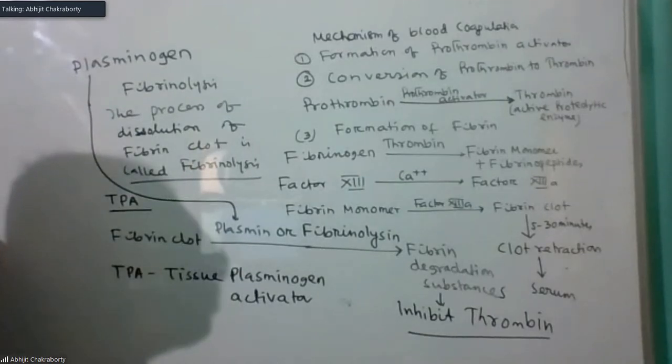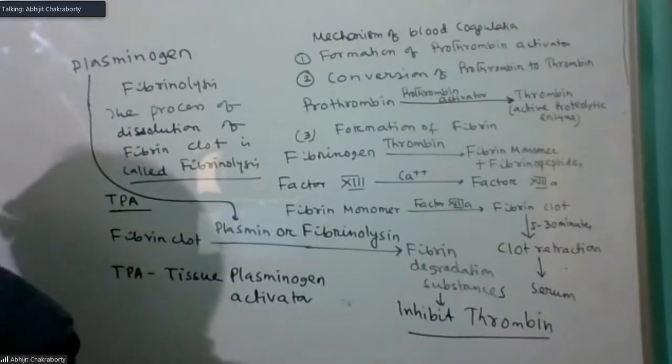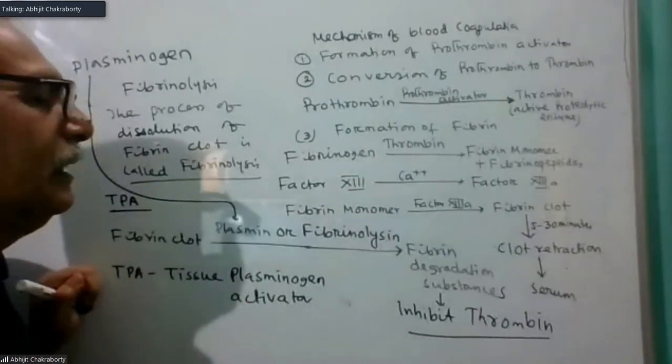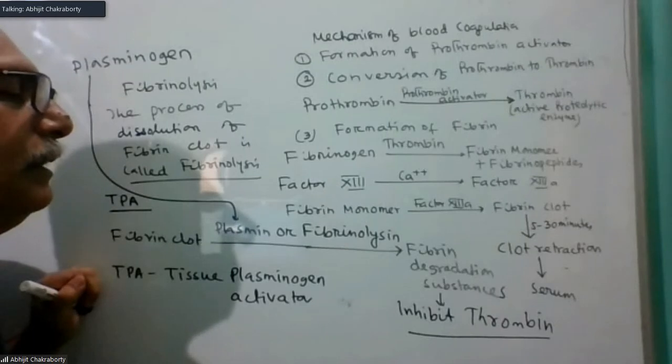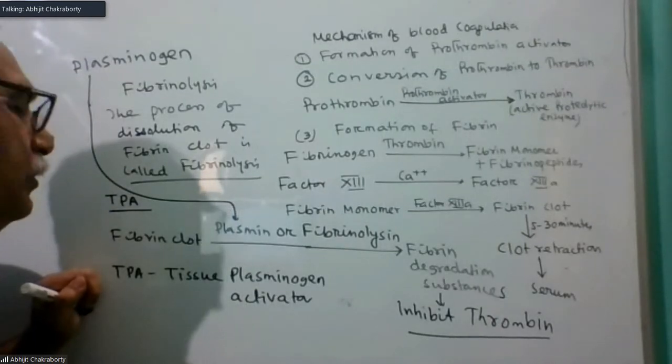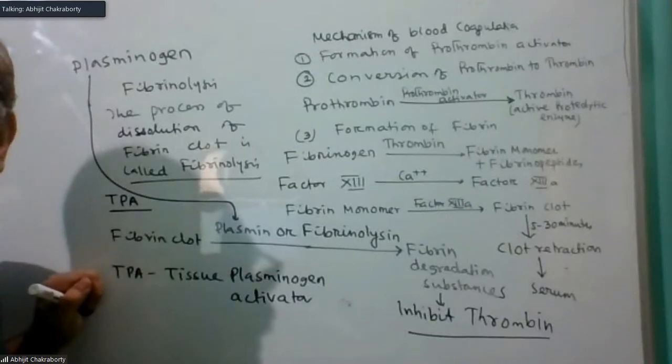Because once the blood coagulation process is completed, the thrombin produced from prothrombin also needs to be inhibited. Otherwise, it will further degrade fibrinogen. That's why, as a feedback mechanism, thrombin is inhibited by fibrin degradation substance produced as a result of dissolution of fibrin clot. Clear?